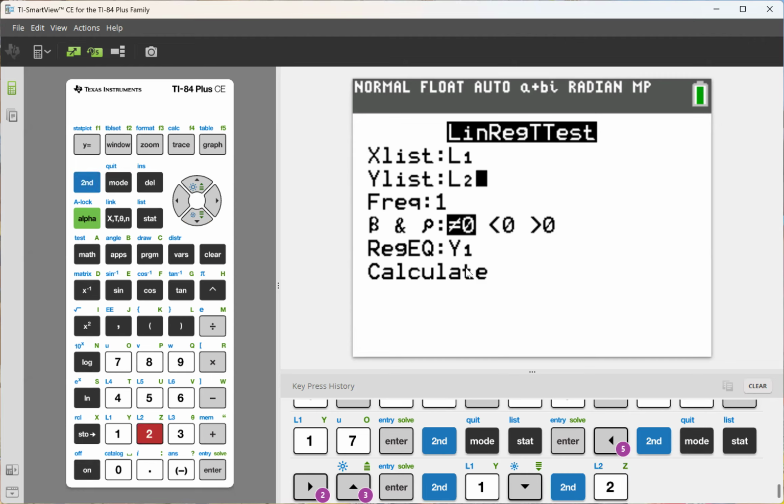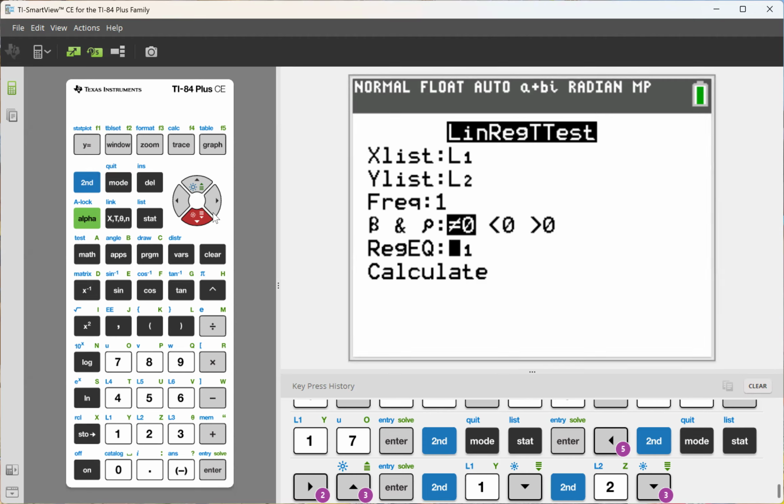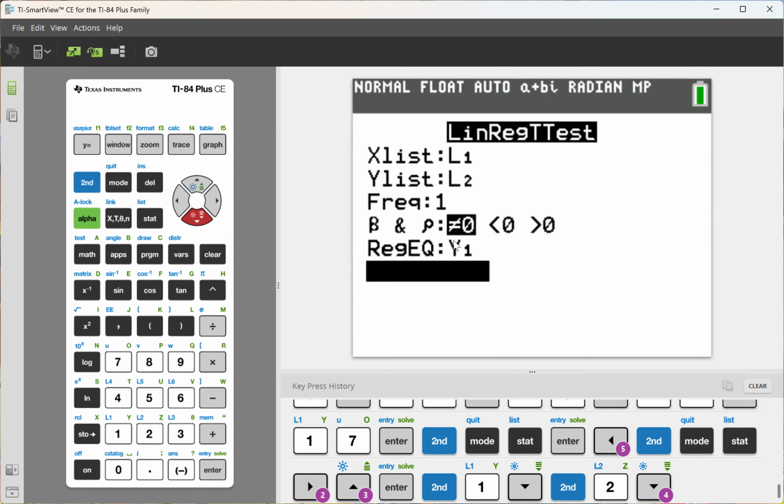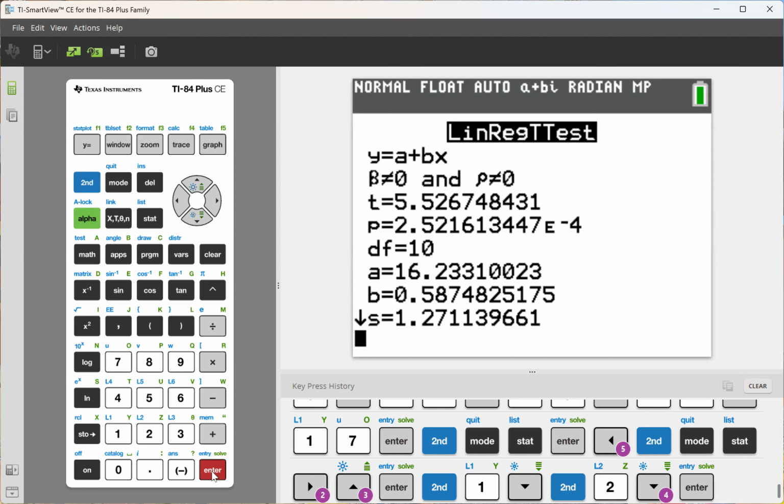And it doesn't matter about the rest of this. You're not going to worry about this right now. We'll talk about that when we get to the problem where we're actually finding rho. So then we're going to calculate.